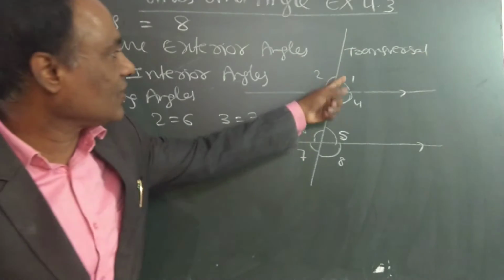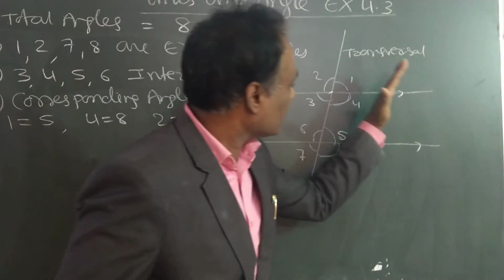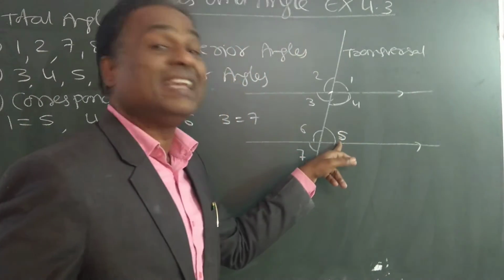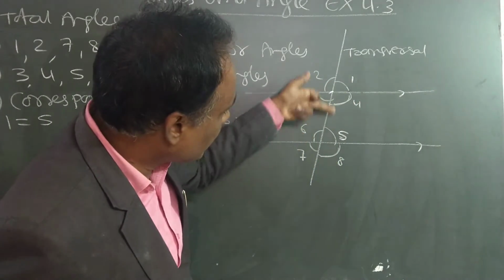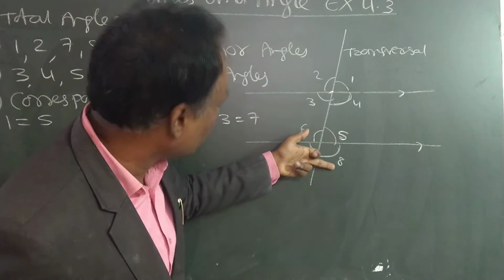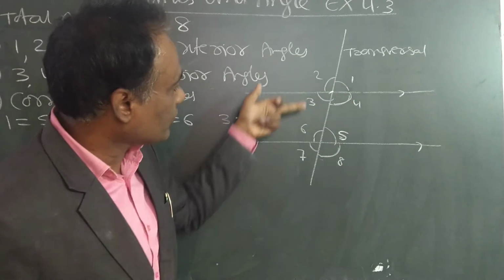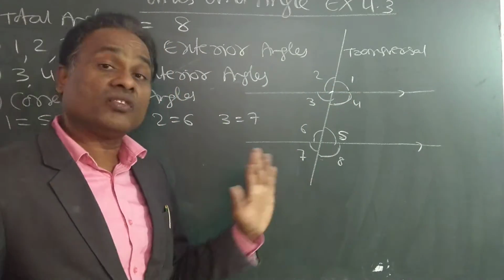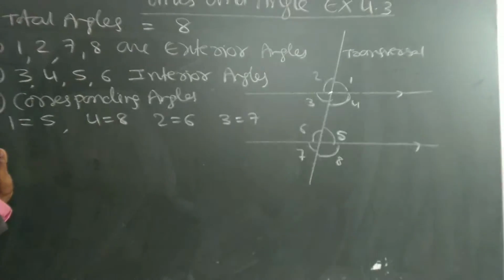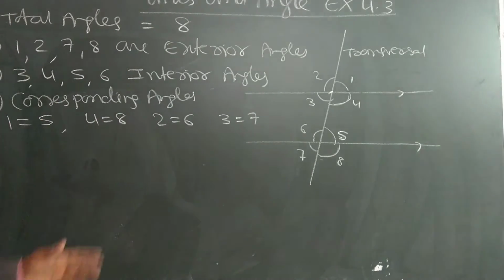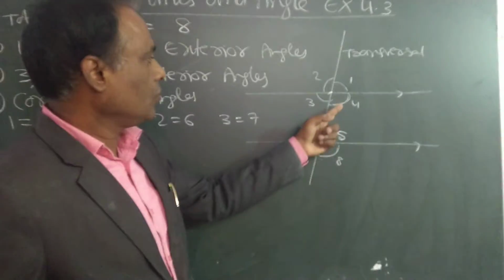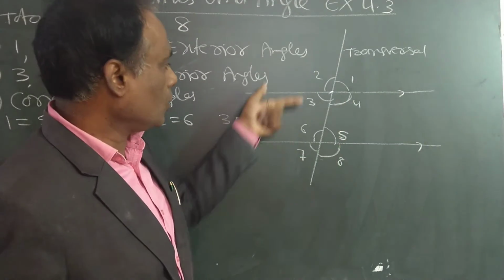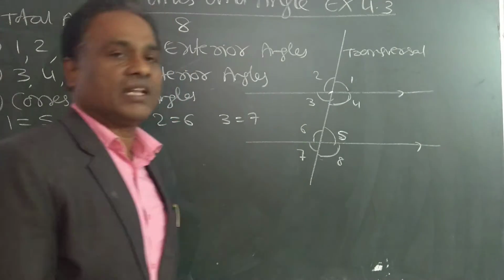So, angle 1 is equal to angle 5, same side of the transversal, one exterior, one interior. Here one interior, one exterior, 4 is equal to 8. This side also, 2 is equal to 6, 3 is equal to 7. Like this, these are called corresponding angles. In total you will get 4 pairs: 1 and 5 equal, 4 and 8 equal, 2 and 6 equal, 3 and 7 equal.